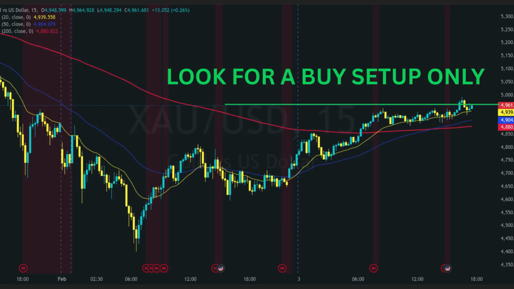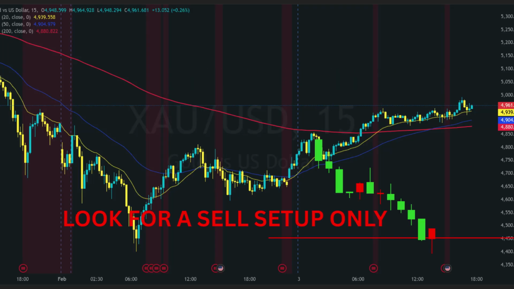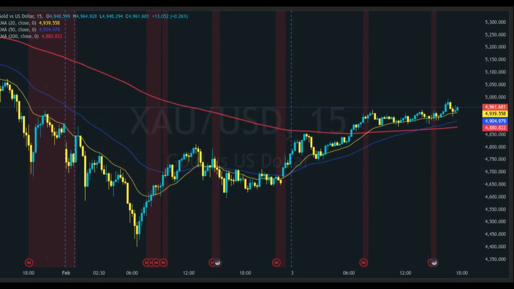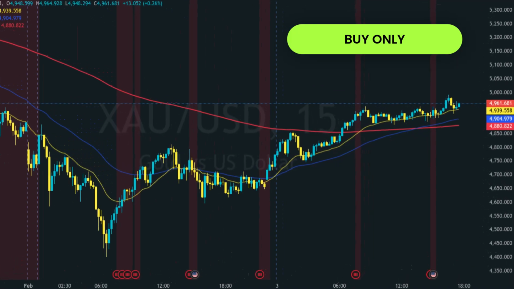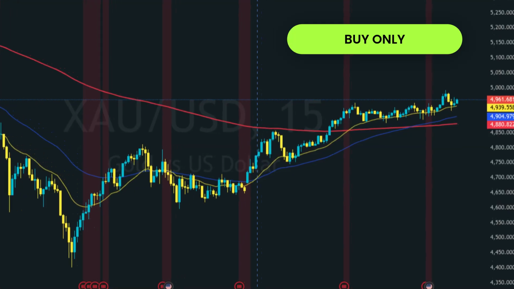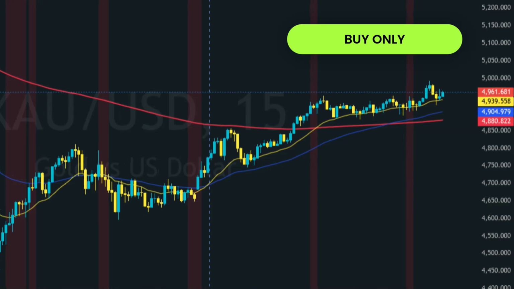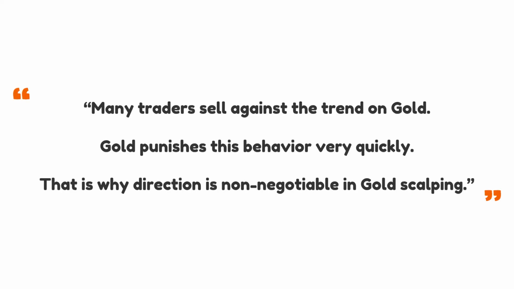If price is above the moving average, I only look for buy scalps. If price is below, I only look for sell scalps. On this chart, price is above the moving average. This tells me one simple thing: I should not sell gold here. I only look for buy scalps. Many traders sell against the trend on gold. Gold punishes this behavior very quickly. That is why direction is non-negotiable in gold scalping.